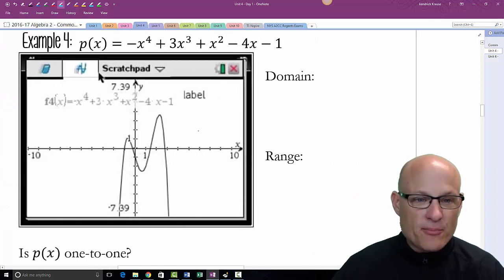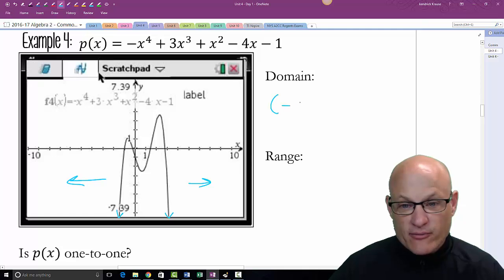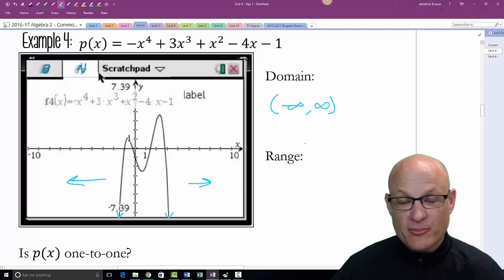So it is a degree 4 polynomial. Notice it's going down in both directions. So its domain, from left to right, is still going forever and ever. I guess when all else fails, guess the domain is negative infinity to positive infinity. It's usually the range that's going to be the more difficult one.